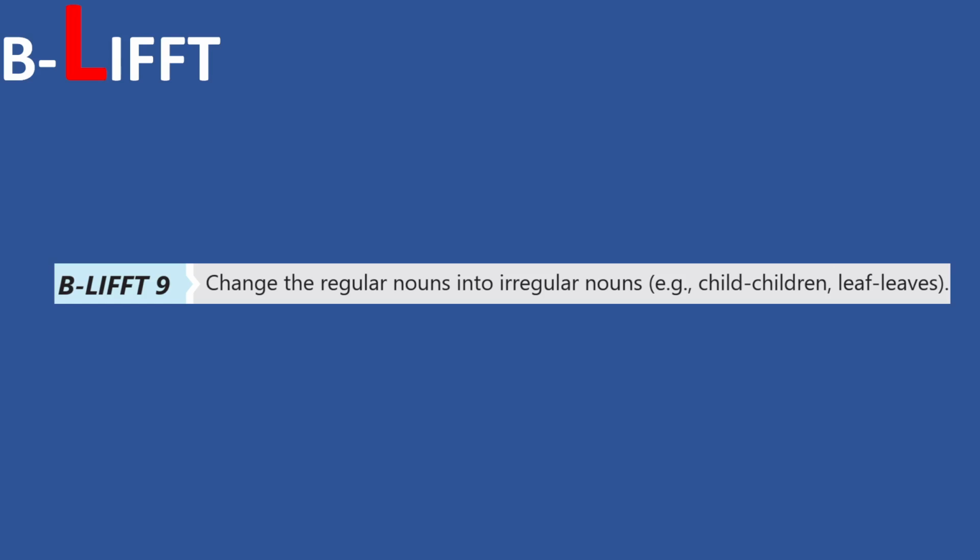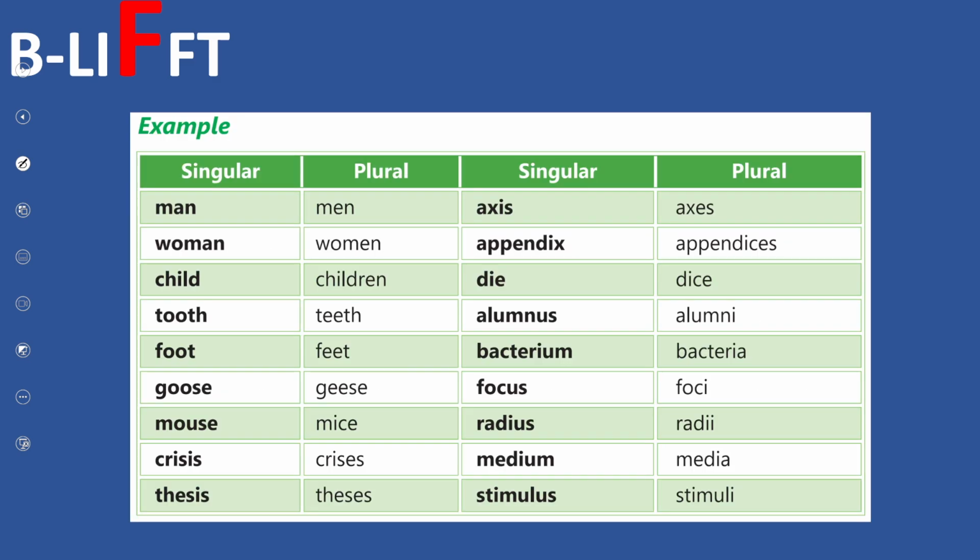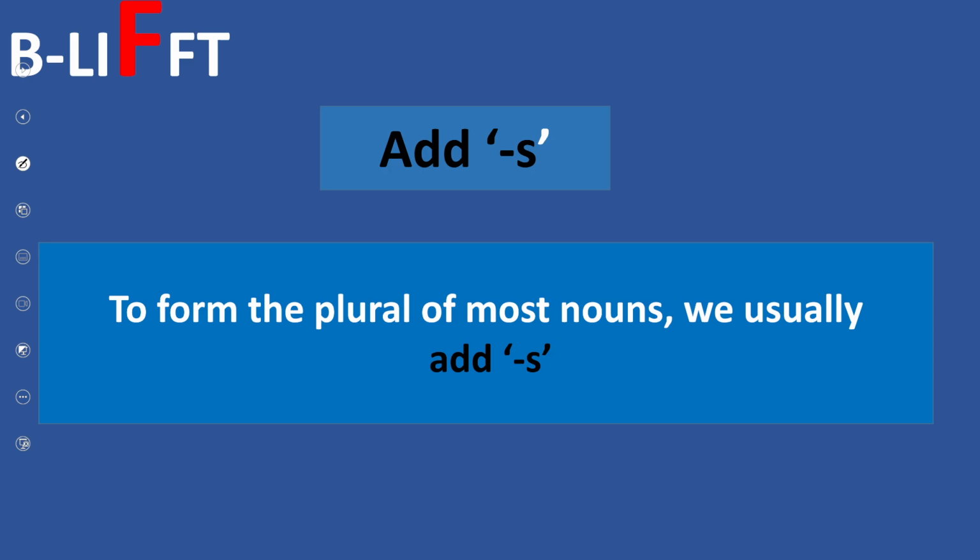The first rule is very important and easy, and it is relevant to the LIFT, which says change the regular nouns into irregular nouns. For example, child to children and leaf to leaves. Meanwhile, we are going to revise some rules as well. This is your focus look like in your book, but we are going to dive deeper. These are certain examples which you can read after the end of this video.